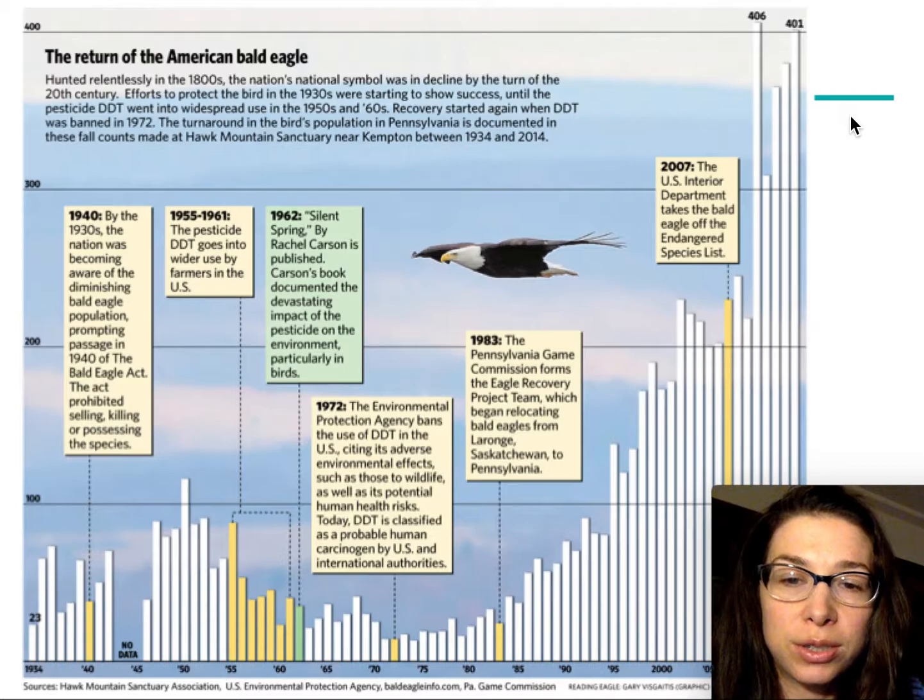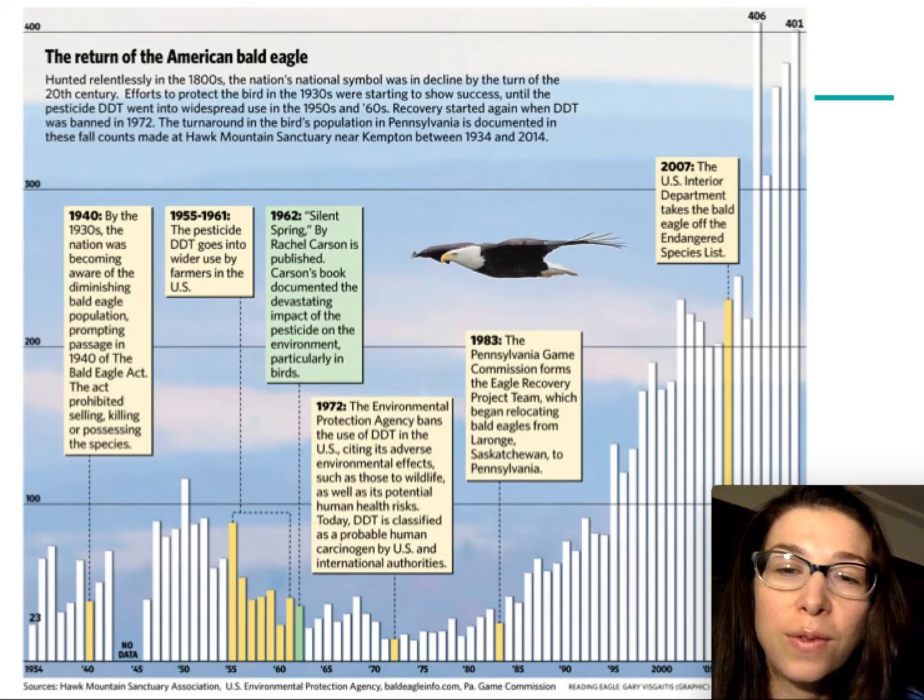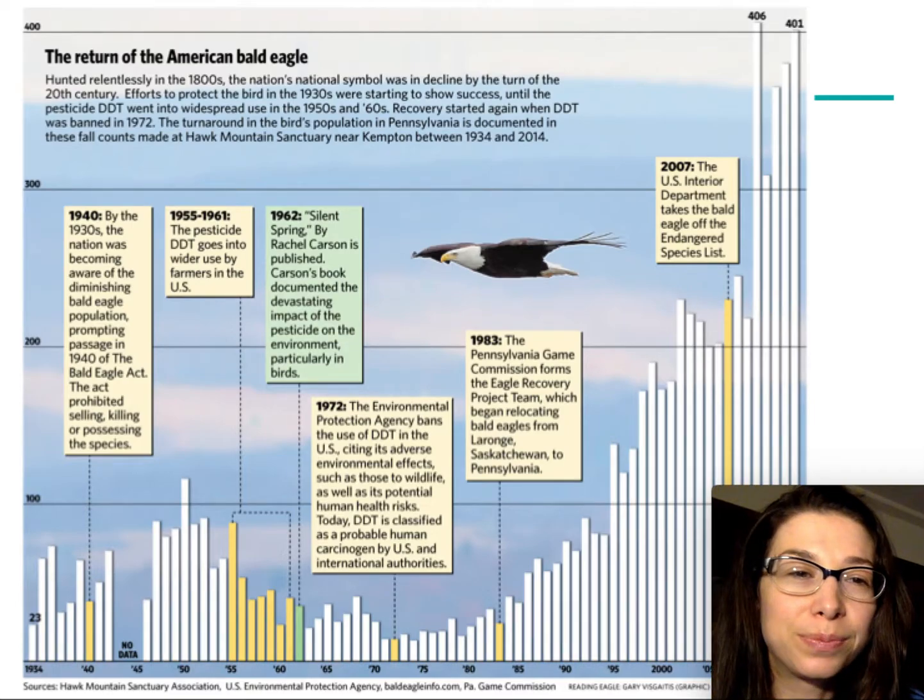Here's my question to you. When you see this kind of growth rate, that looks kind of like a J shape, what is that growth rate called? It's very characteristic of an animal that is being recovered from near extinction.